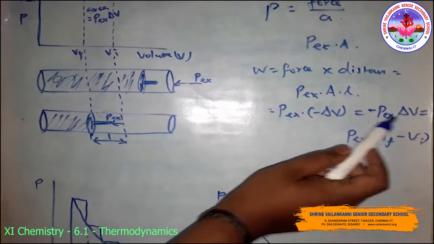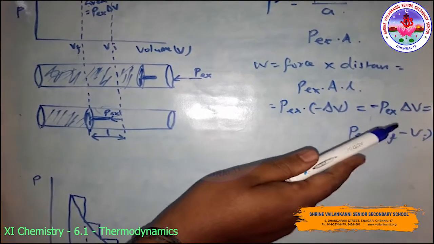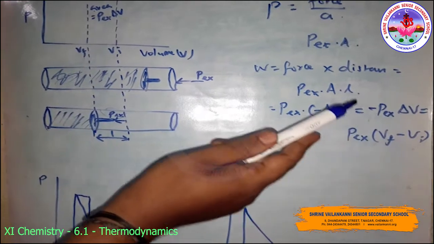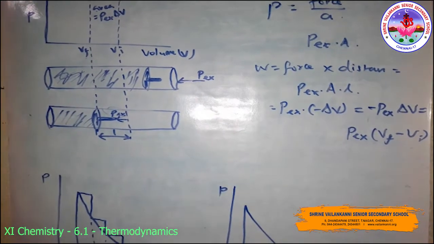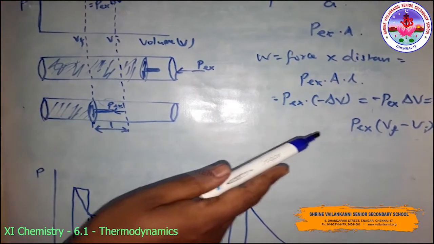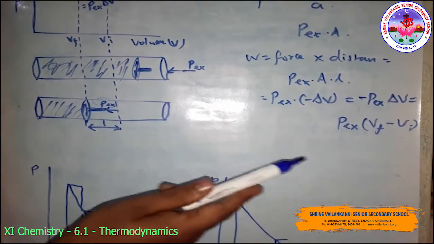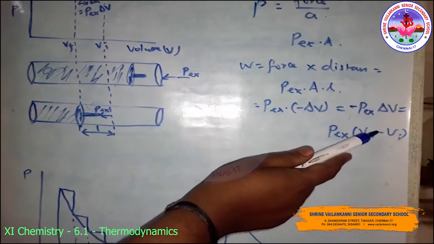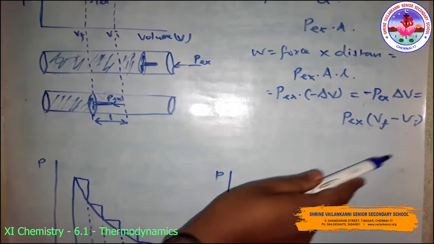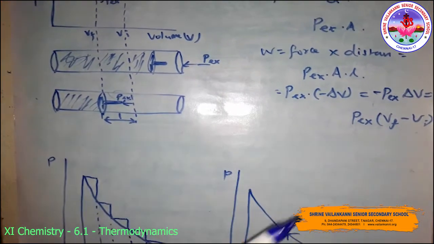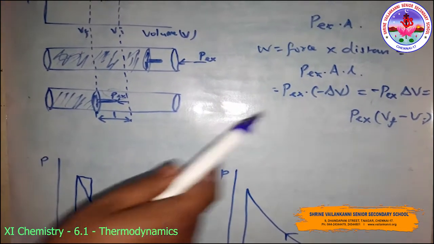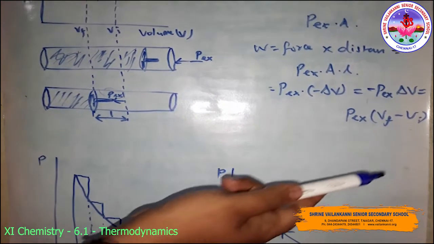The negative sign in this expression is required to obtain the conventional sign for the work done, which will be positive. It indicates that in case of compression, work is done on the system. Here Vf minus Vi will be negative, and negative multiplied by negative will be positive. Hence the sign obtained for the work will be positive.